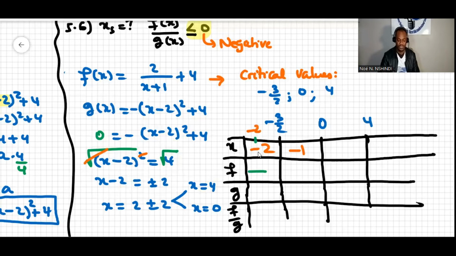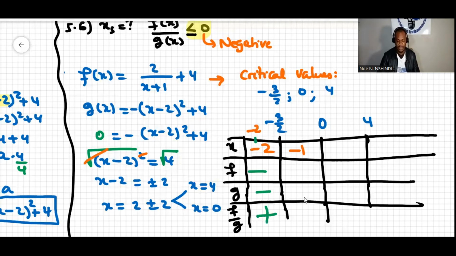Okay, let's do it this way. I sub -2 here, we got -2, so this is negative. If I sub -2 over here on G, what we're going to get is -2 minus 2, which makes -4. -4 to the power of 2 makes 16. So -16 plus 4 is still going to be negative. Here still negative, and then negative over negative makes positive.